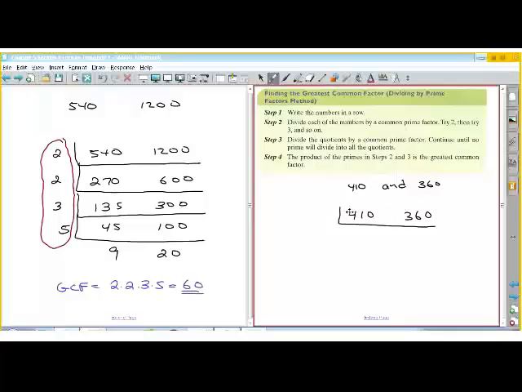So anyway, what you would do is you would start out with 2 because they're both even. If you divide both of them by 2, you get 205 and 180. So they're not even now. So you have to go to an odd number, or to the next larger prime number. That would be 3. This one is divisible by 3.